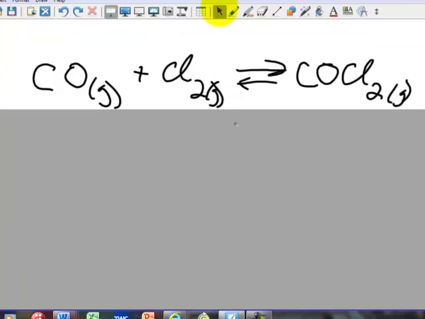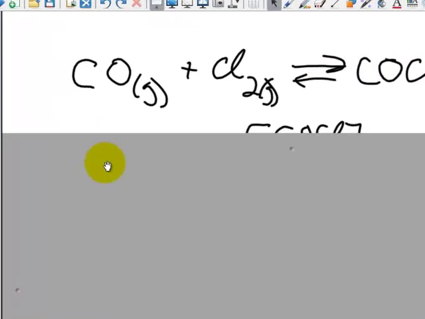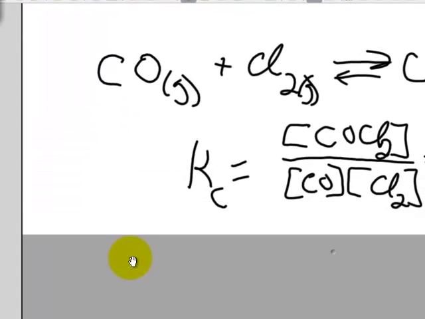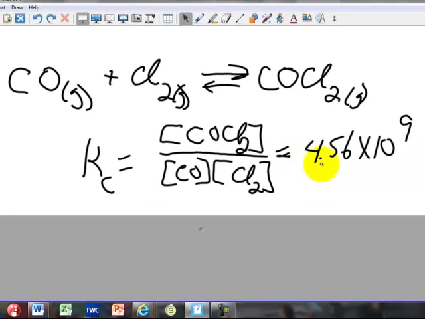Let's think about this idea of equilibrium a little further. Consider this equation. CO gas plus Cl2 gas is in equilibrium with COCl2 gas. Let's write an equilibrium constant expression for that. Kc equals the concentration of the product, COCl2, over the concentration of CO times concentration of Cl2. You'll notice the coefficients of all these are 1, so the exponents here are all 1. And that happens to equal 4.56 times 10 to the 9th.